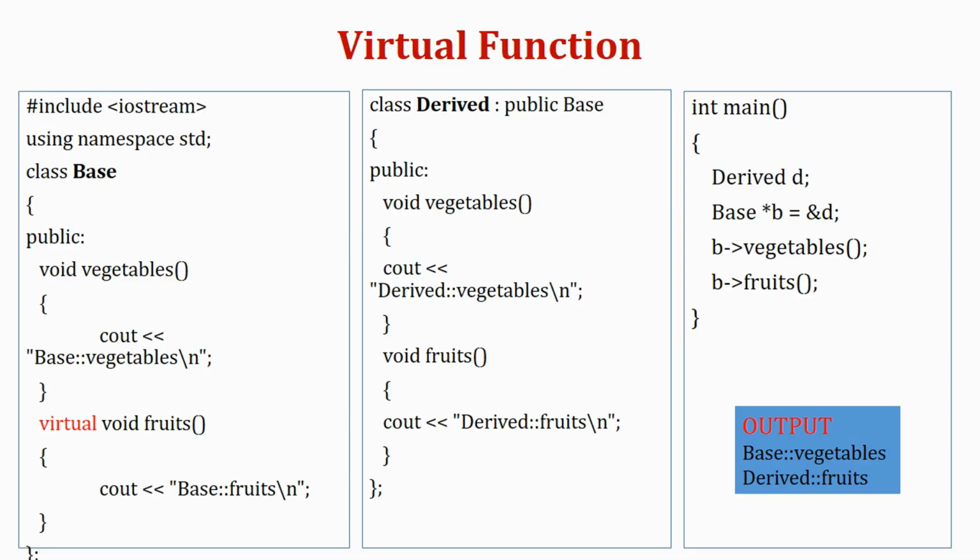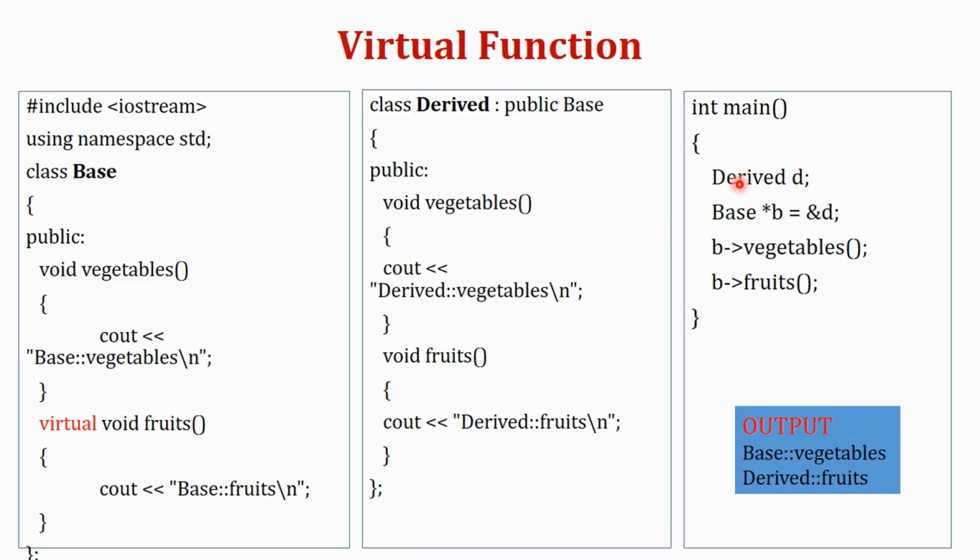Then another example. For example, the base class has two functions. One is vegetable, a normal function, and the next one is fruit, a virtual function. Again, the derived class, which inherits the properties from the base class, also has two functions. One is vegetable, and the next one is fruit. Again, the class is closed.